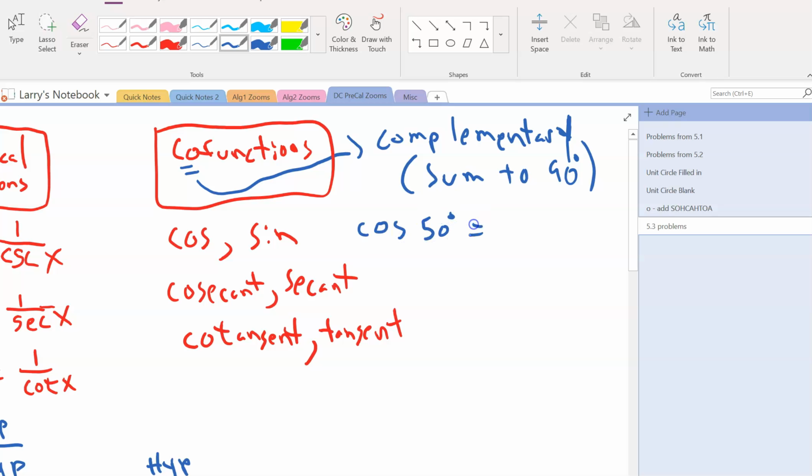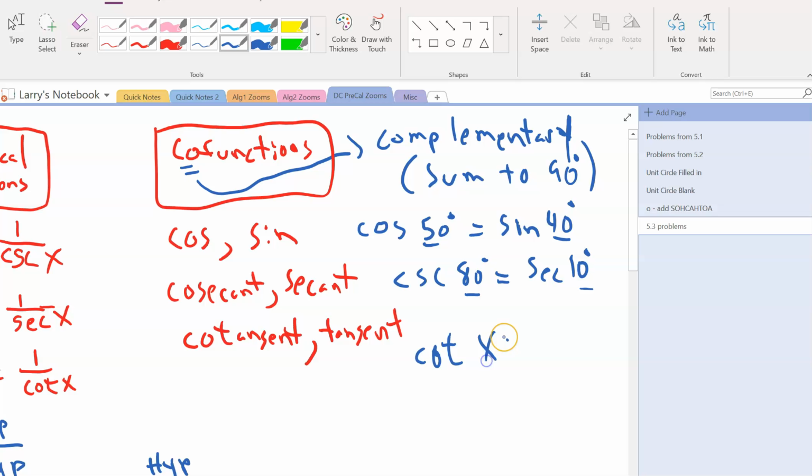That is, cosine of a 50 will be the same as sine of a 40-degree angle. They're referring to the same angle. Cosecant of an 80-degree angle will be the same as secant of a 10. 80 plus 10 is 90. 50 and 40, 90. Cofunctions, complementary. Cotangent of some angle x will be equal to the tangent of 90 minus that angle.